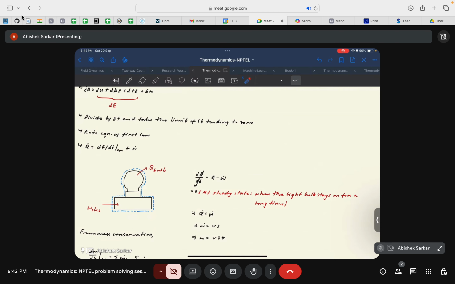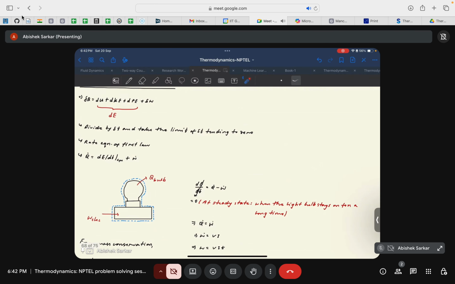If we divide the equation by delta t and take the limit as delta t tends to 0, we get the rate equation for the first law. Basically, the unit of all these properties is in joules or kilojoules or calories, but if you divide it by time, then we get the rate equation. This is the rate of change of these properties.